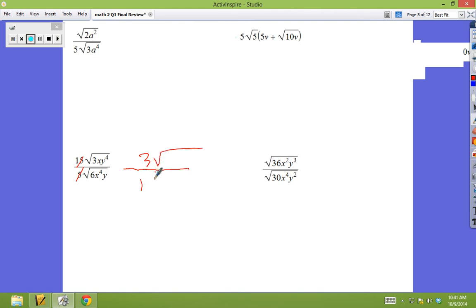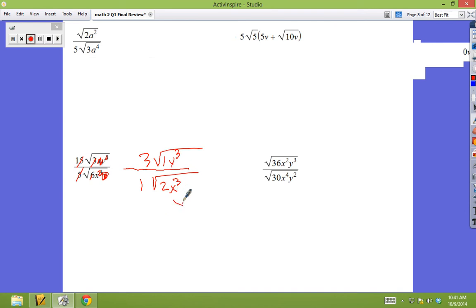Okay, on the insides, 3 and a 6. Change that to 1 and a 2. One of these x's is going to kill one of these x's, so it's going to be 3 x's on bottom. One of these y's kills one of these, so it's going to be y cubed on top.